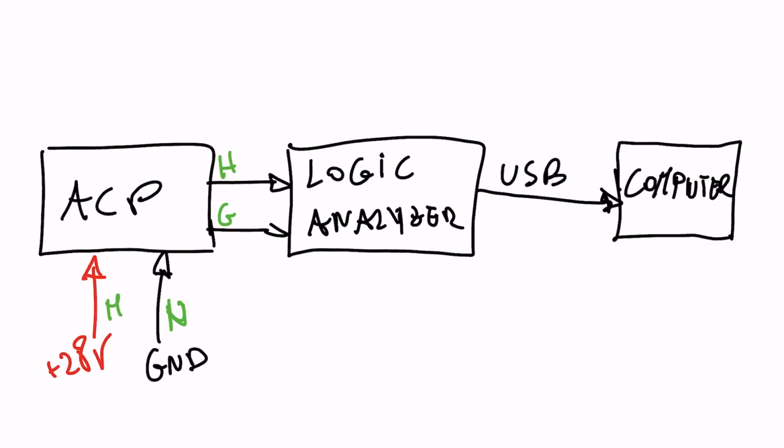So just to show you another presentation of what we have just seen. We have here the ACP, which is connected through the pin MIC to 28 volts and November to the pin ground, and the ARINC 429 output from the hotel and golf pins are connected to channel 1 and channel 2 of the logic analyzer, and then the logic analyzer is connected to the computer.